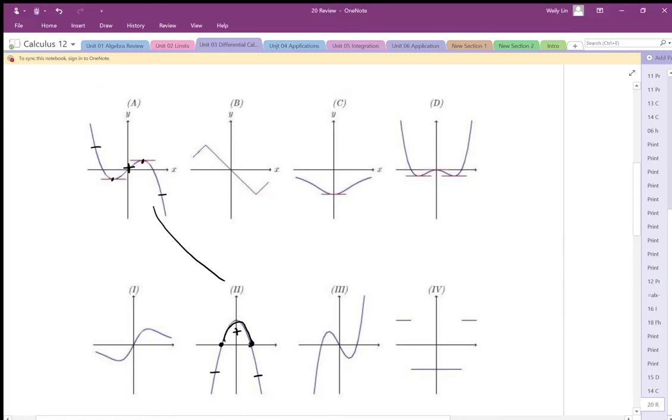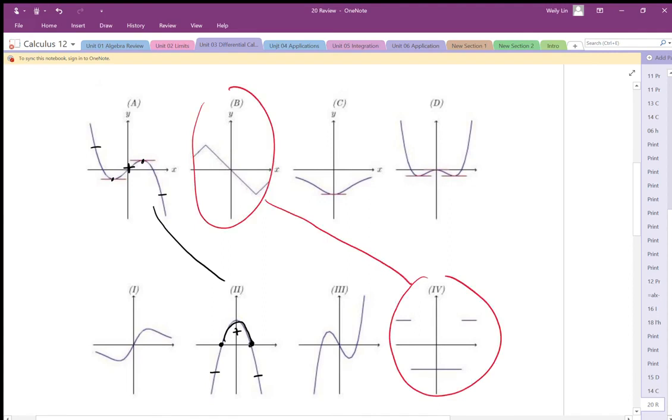For this next one, it looks like the slopes are constant and changing. So we have a constant positive and then abruptly the slope should jump to negative and then again jump back to positive. The only one that jumps is going to be this one here. And that will give us an indication that those two go together.